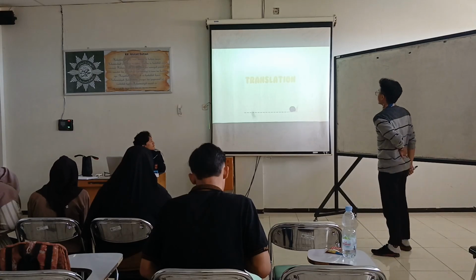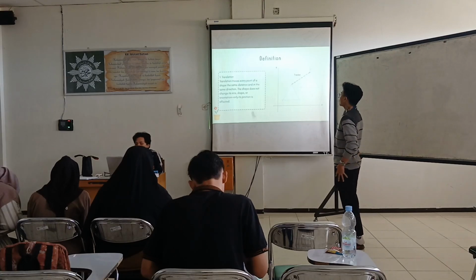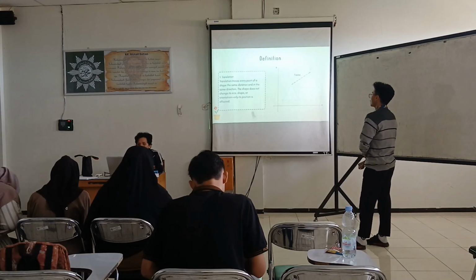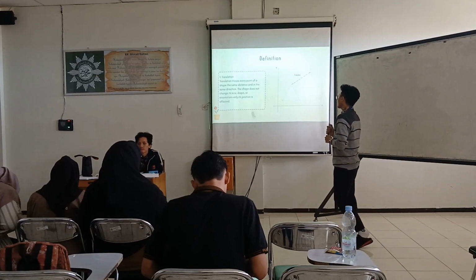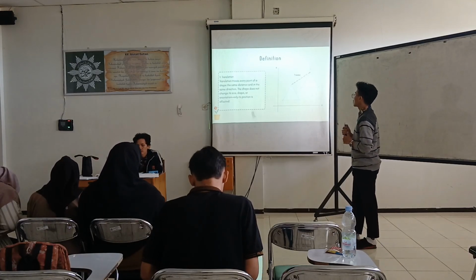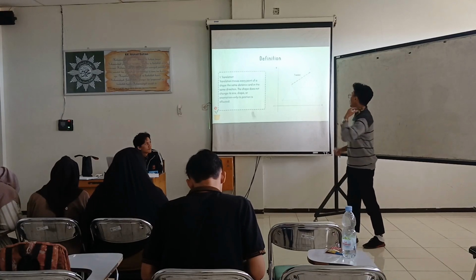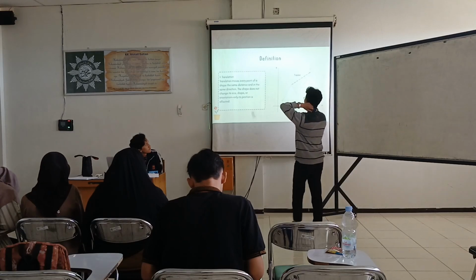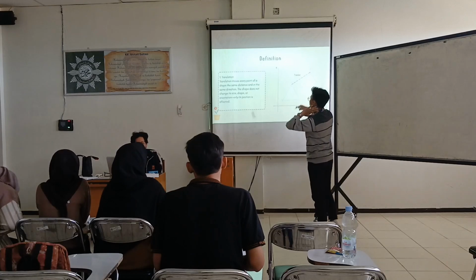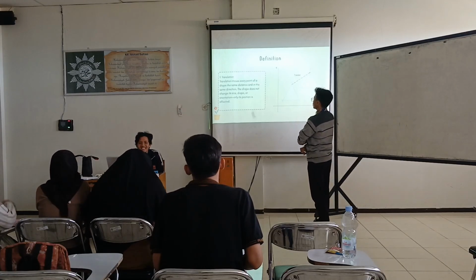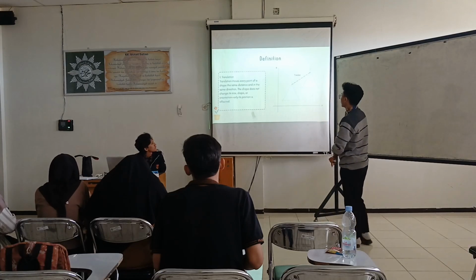The first one is translation. Definition. Translation moves every point of a shape the same distance and in the same direction. The shape does not change its size, shape, or orientation. Only its position is affected. So, in translation, the object is not changed in size, shape, or orientation. Only the position of the object is affected.